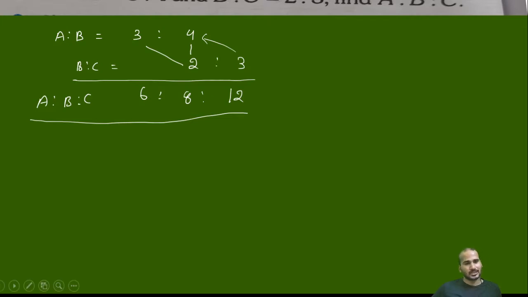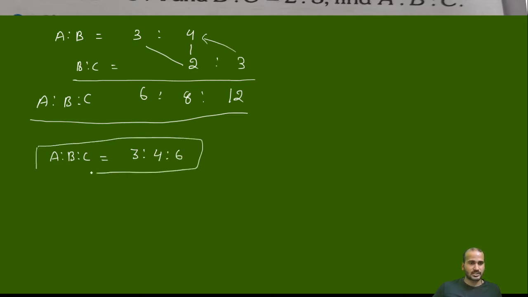But I request you, check your numbers once again. These are 6, 8 and 12, and we know both numbers are divisible by 2, so just divide by 2. You will get A is to B is to C is equal to 3:4:6, because 3 2s are 6, 4 2s are 8, and 6 2s are 12. So this is your answer.